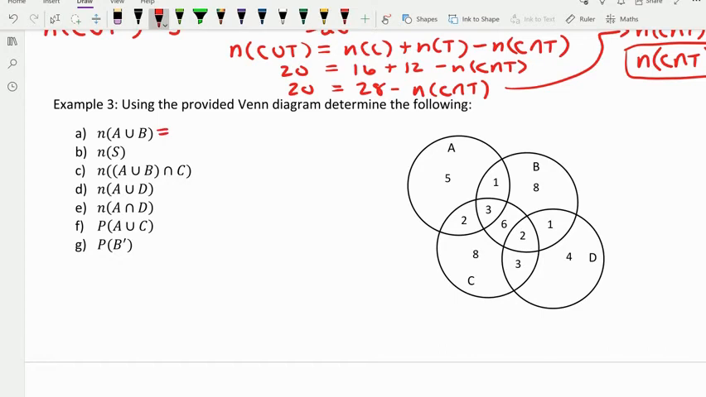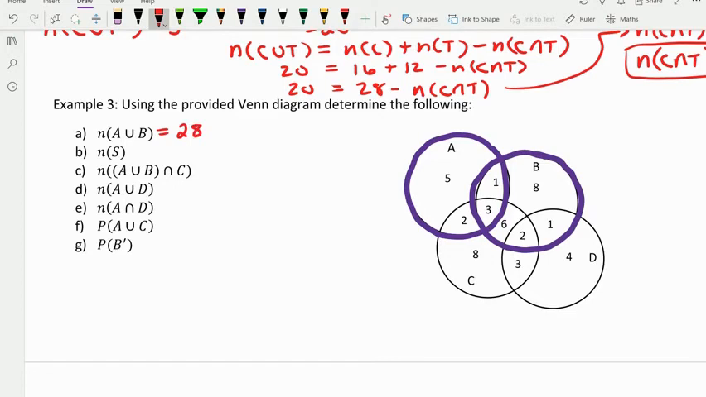So let's go through each one here. Union. The first one, A union B, means what's in both circles. So circle A, circle B, that's what you're visualizing, those two circles. We're adding up everything that's in those two circles. So when we add all our values, we get a total of 28.